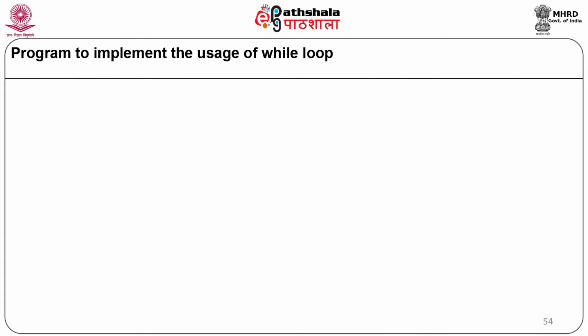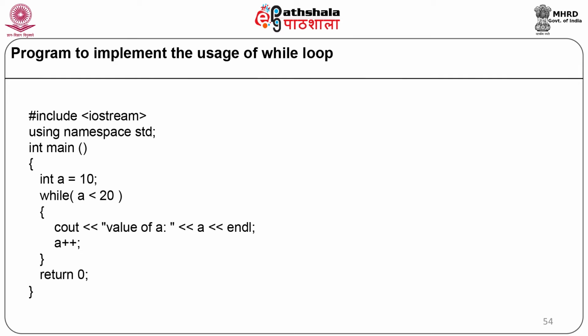Now, let us see a simple program to see the usage of the while loop. #include <iostream>, using namespace std, int main. We are initializing the variable integer a equal to 10, while a less than 20. Inside the while loop we are displaying the message cout "value of a:" and the value of variable a, endl, a plus plus, and our while loop ends, return 0.